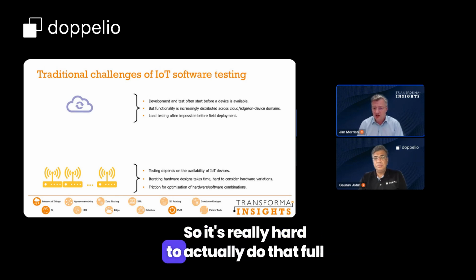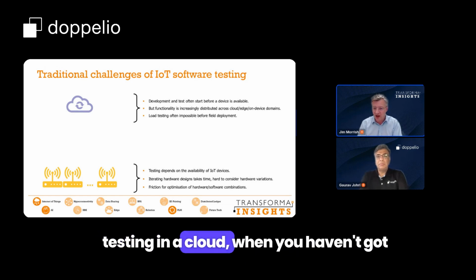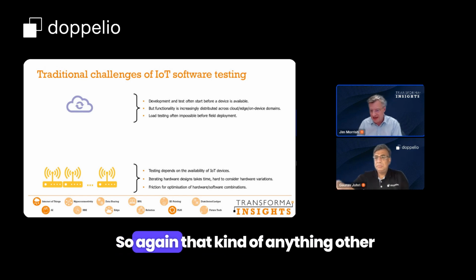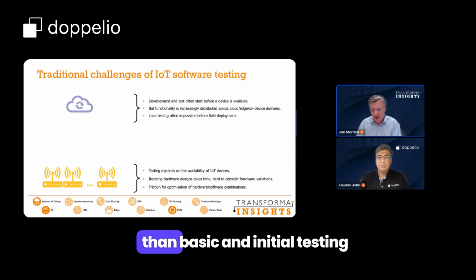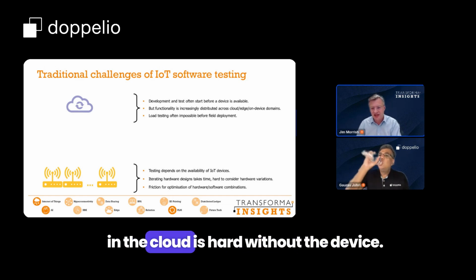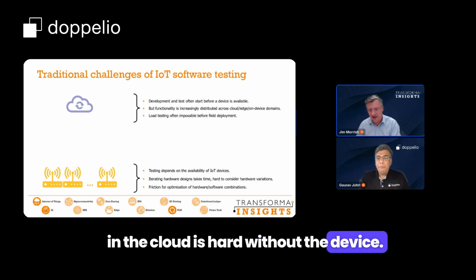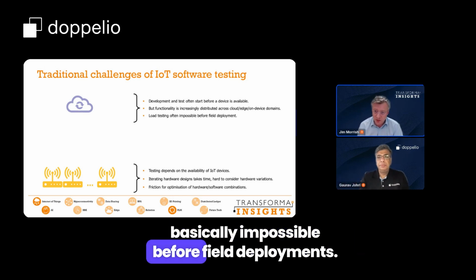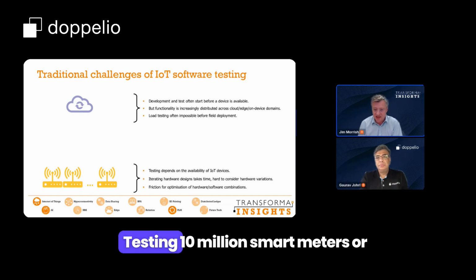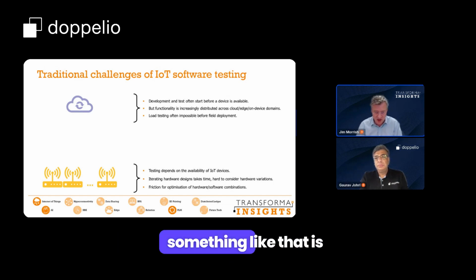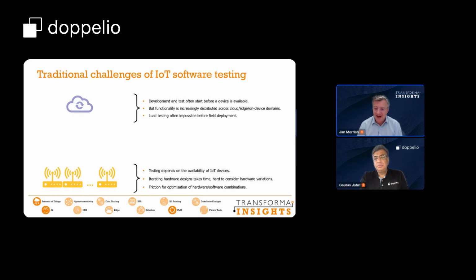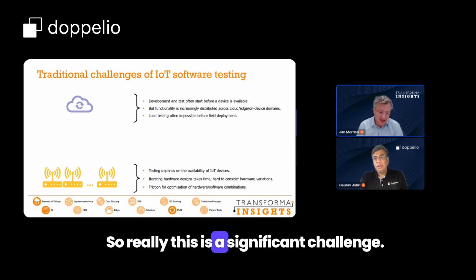So it's really hard to actually do that full testing in a cloud when the devices aren't ready. So anything other than basic and initial testing in the cloud is hard without the device. And something like load testing is basically impossible before field deployments. I mean, testing 10 million smart meters or something like that is very difficult, if not impossible, in a lab. So really, this is a significant challenge.